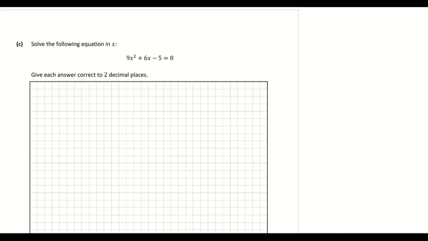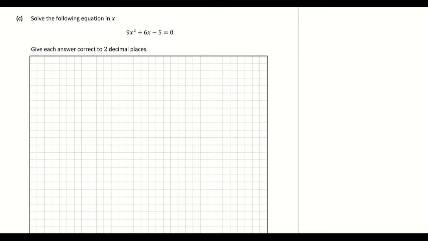Down now to part C. Solve the following equation in x. Give your answer to 2 decimal places. Now, sometimes you can use your guide number, 2 brackets, but the hint is to 2 decimal points. So that means you have to use your quadratic formula from your log tables.